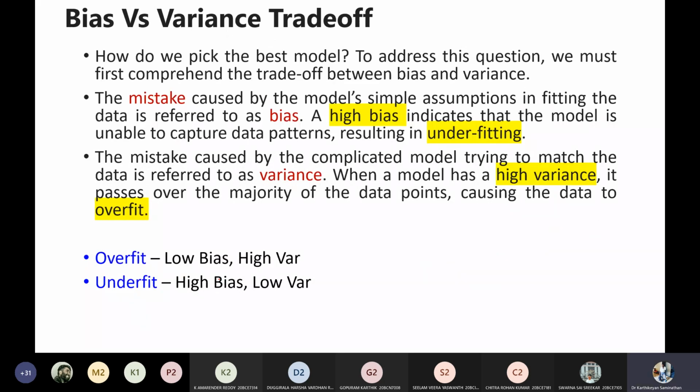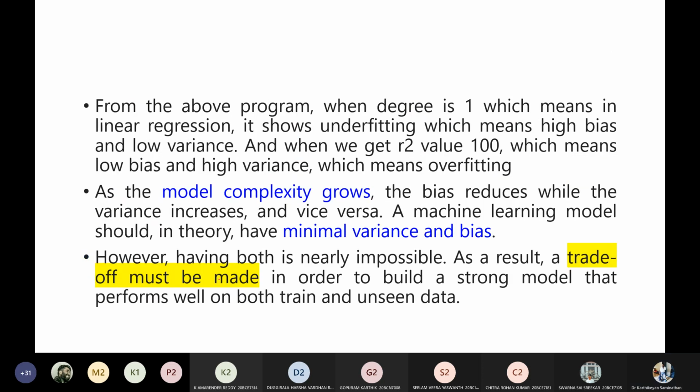So what are bias and variance? Bias, as you know, is an error, a mistake. It is caused by the model's simple assumptions in fitting the data, and is referred to as bias. Low bias and high variance is called overfitting. High bias with low variance is called underfitting. Bias means error, variance means changes or a difference, between the actual and the predicted values. That is what overfitting and underfitting are.